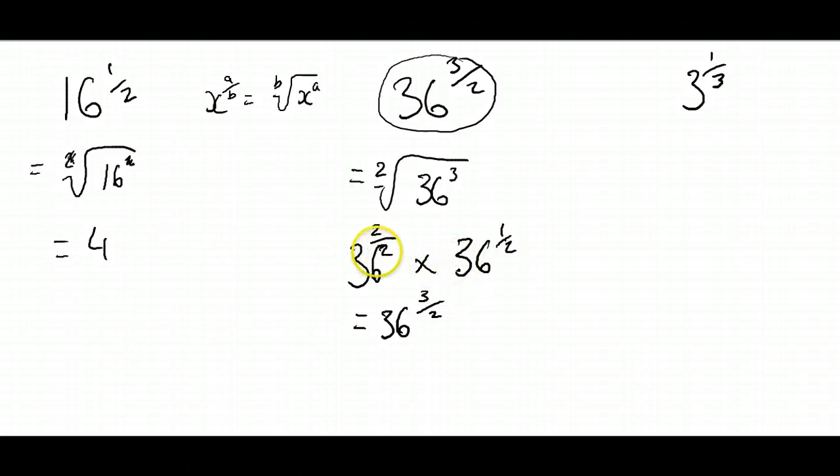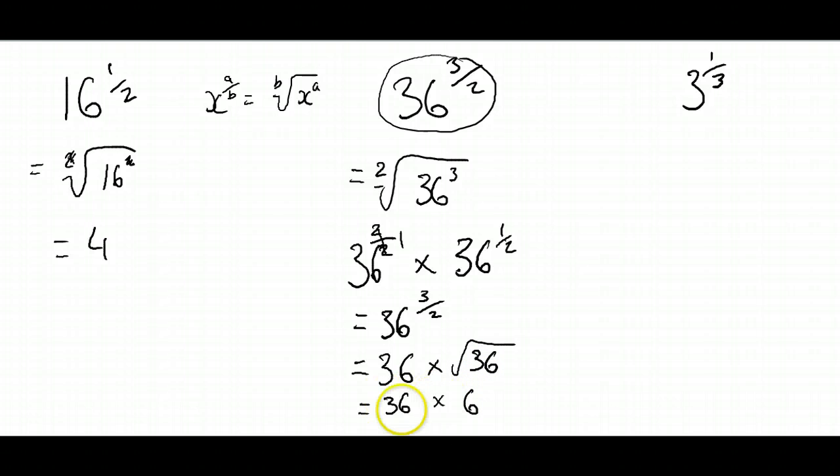Now the great thing about this is, look at this, 36 to the power of 2 over 2, 2 over 2 is just 1. So that's 36 to the power of 1, and this is 36 to the power of a half, which is the square root of 36. So it's 36 times the square root of 36. 36 to the power of half is the square root of 36. Now the square root of 36 is only 6. 6 times 6 gives 36, so the square root of 36 is 6.